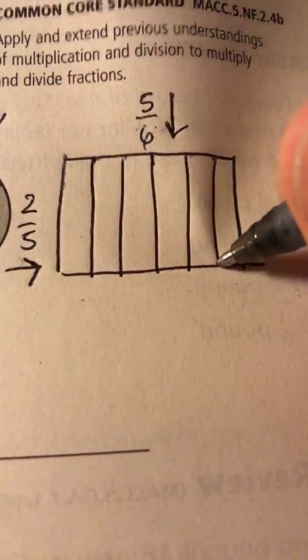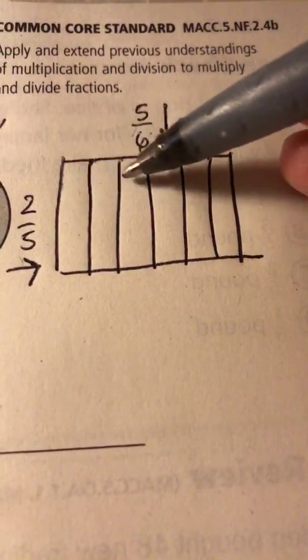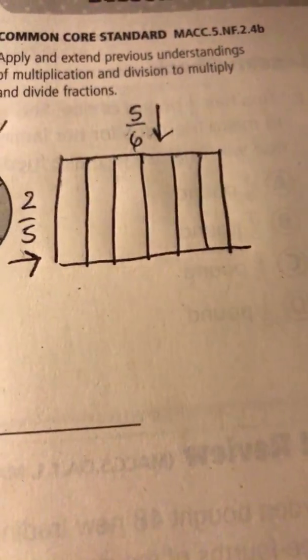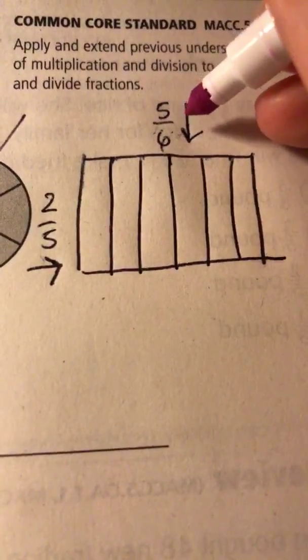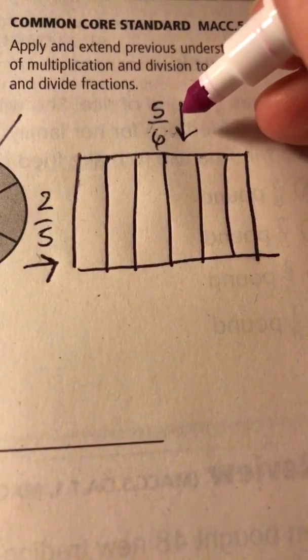Okay, so here I've divided into 6. 1, 2, 3, 4, 5, 6. And I need to represent how many of those 6 are shaded. And that would be 5.